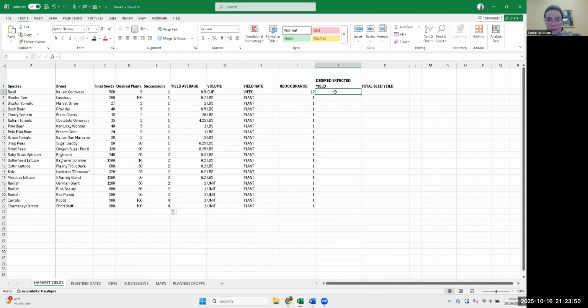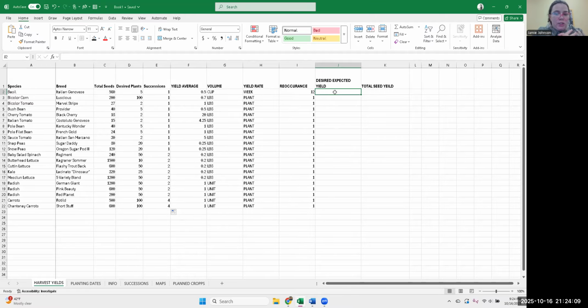And this is why I'm calculating yield, because if I want to grow enough fruits and vegetables to feed myself, I should know how much I'm planting before I even start planting things. So let's do some math.